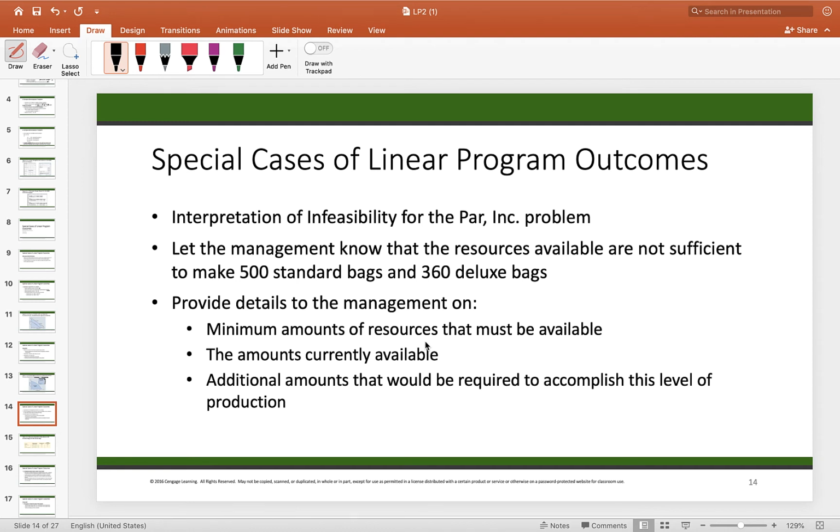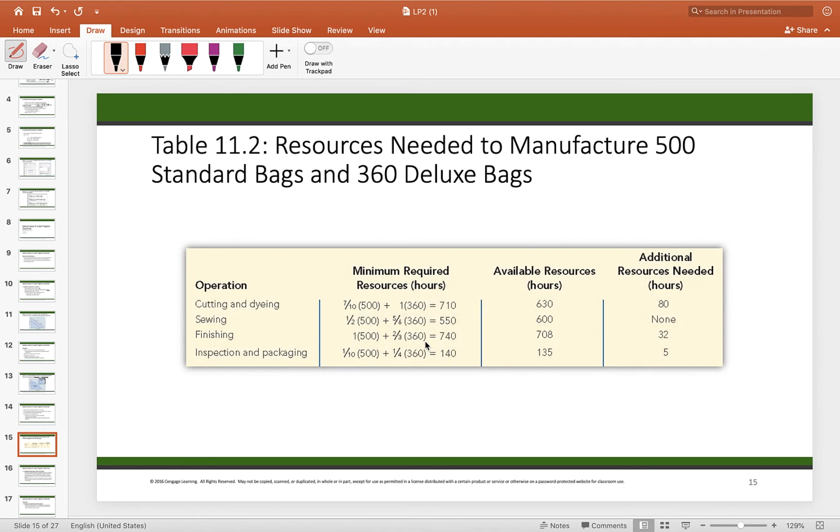What we can do, if you really want to make 500 standard bags and 360 deluxe bags minimum, is tell the management what they have to do, what resources they're short on, and what they need to increase their resources by to make this happen. That may be very valuable information for the management to have. And you can do it by using the formulas that we were looking at before.